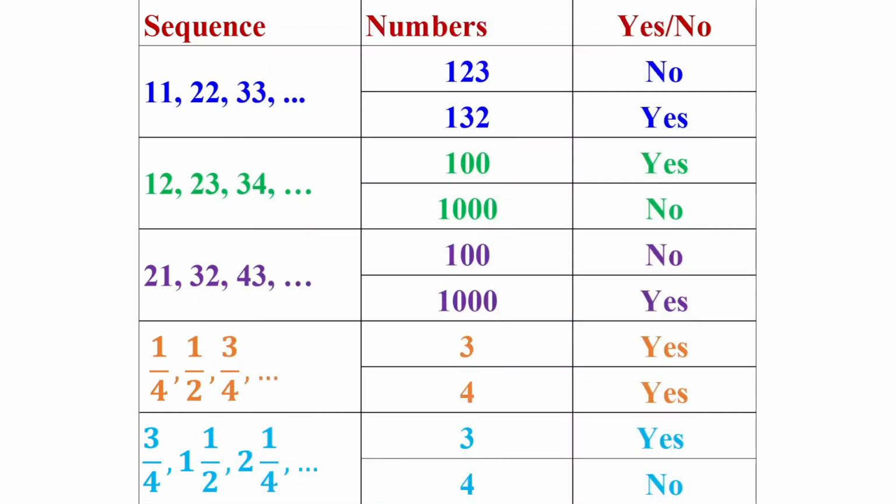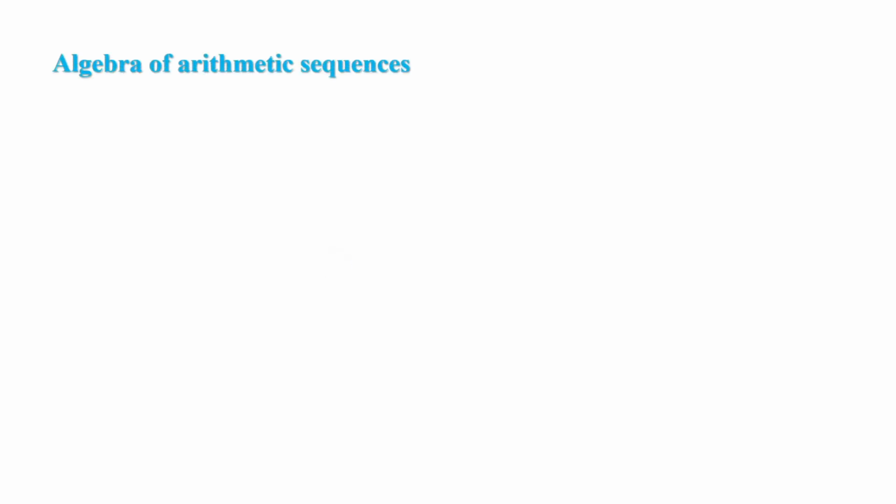In the last video, we discussed the relation between position and term. Now let us generalize and find the algebra of arithmetic sequences. Consider the sequence 1, 4, 7, etc. What is the common difference? 3, right? And what is the first term? 1. Now what is the second term here? It is 4. And we know the second term is obtained by adding the common difference to the first term. So it can be written as 1 plus 3.